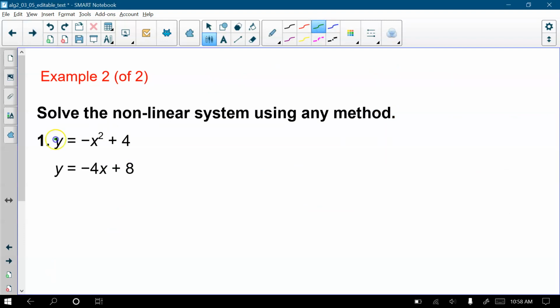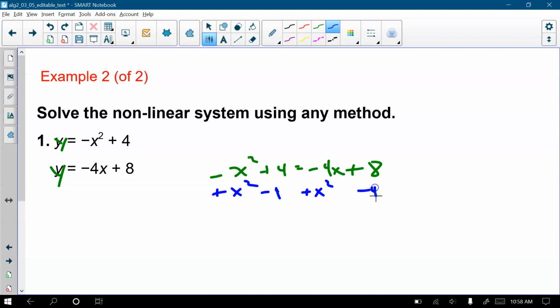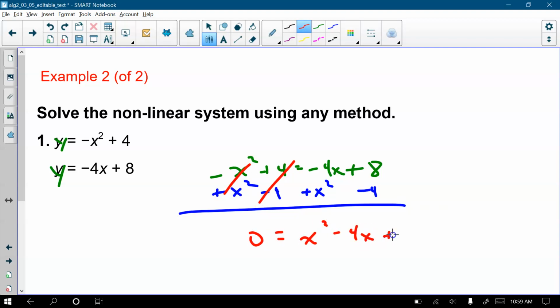I notice that they're both equal to y. Because they're both equal to y, what I can do is set them equal to one another. So -4x plus 8. Well, I've done this before. This is a quadratic equation, and I can move everything to one side of the equation to solve for x. I'm moving the x squared because I usually like my x squareds positive. So I'm going to get, okay, so these cancel, 0 equals x squared minus 4x plus 4.